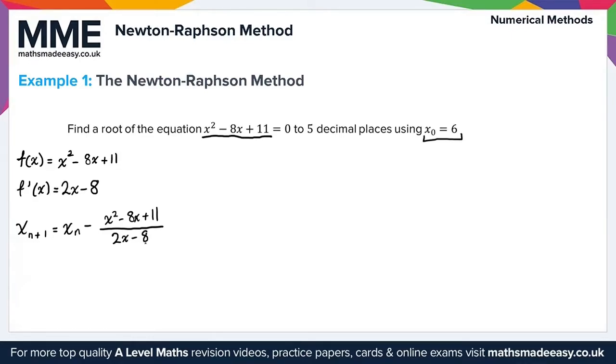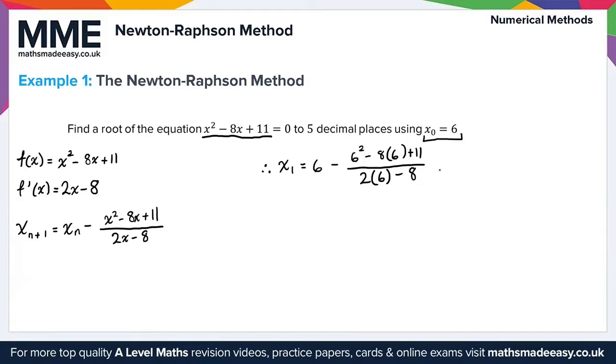Okay. So what we want to do now is take our starting value of x0 equals 6, and we can find x1, x2, x3, and so on until we can find a root of the equation to 5 decimal places. The first term we're going to find will be x1, using the previous term of 6. So that's 6 minus 6 squared minus 8 lots of 6 plus 11, all divided by 2 lots of 6 minus 8.